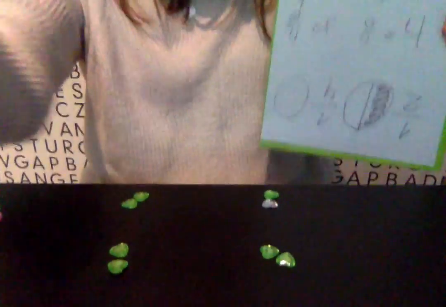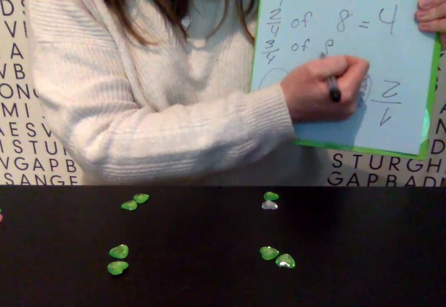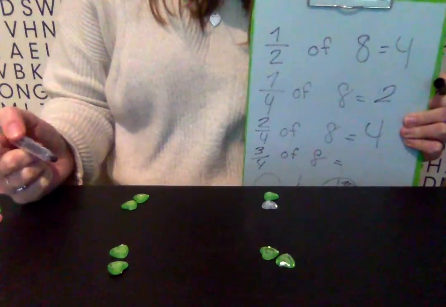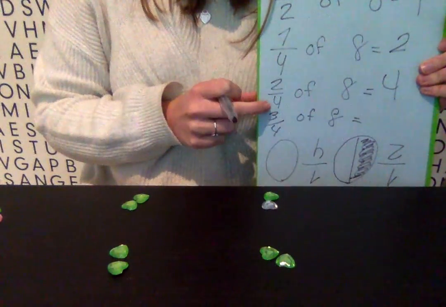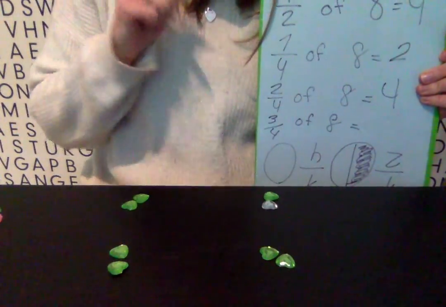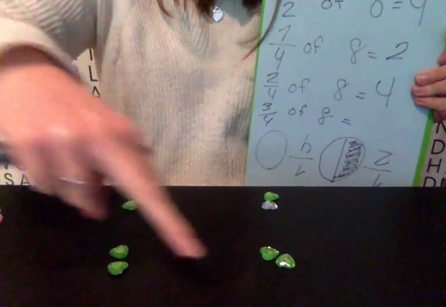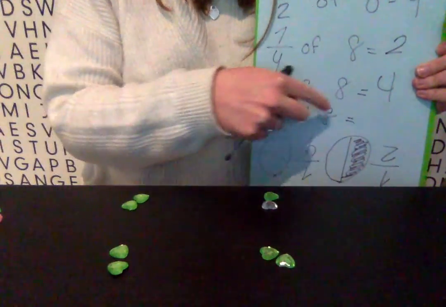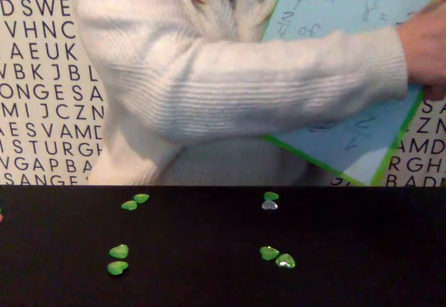And next, I'm going to try 3/4 of 8. How many groups will I need to count now? I'm going to need to count 3 of the groups, because it's saying 3 of the 4 groups I get to eat. So I can go 2, 4, 6. So 3/4 of 8 is 6.